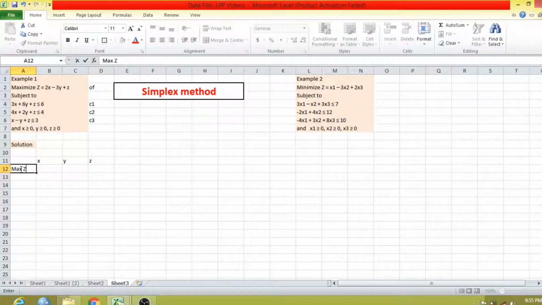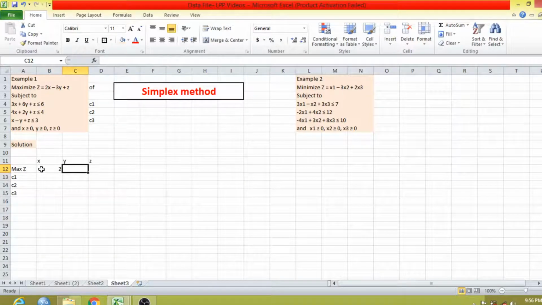And what is our objective function? Maximize z. Then this is constant 1, constant 2, constant 3. Now we will write here the coefficients which have been given in these particular equations. So for the z equation, the coefficient for x is 2, for y it is -3, for z it is 1. For the constant 1 equation it is 3. We will see here in this equation 3, that is 6y and z, it means only plus, it is 1.